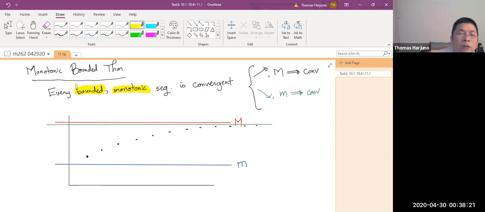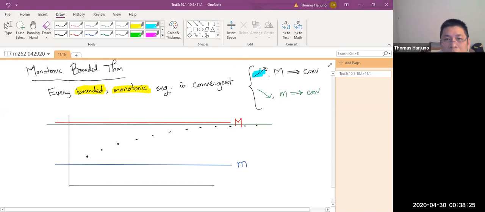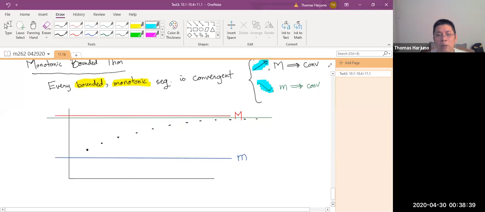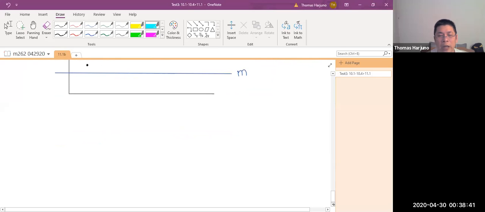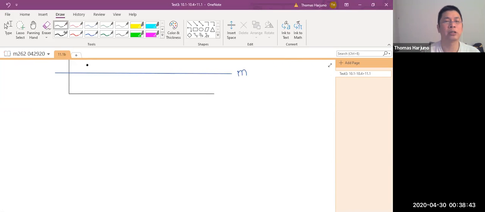But if I happen to know that it is monotonic increasing, then all I need is the upper bound. Or if I know it's monotonic decreasing, all I need is the lower bound. Let me loosen the requirement even further. What we actually need is not the monotonic bounded theorem.